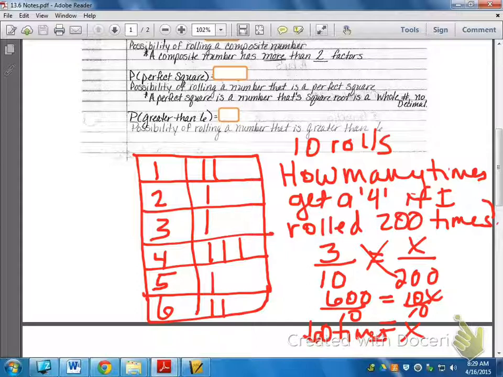Okay, you're going to set up a proportion. It's not exact probability. Are there any questions on that?